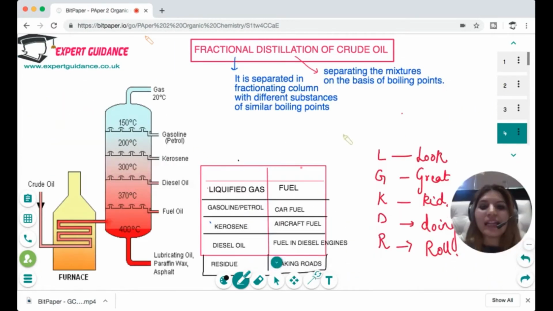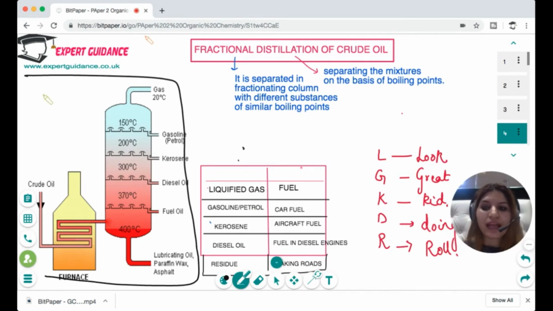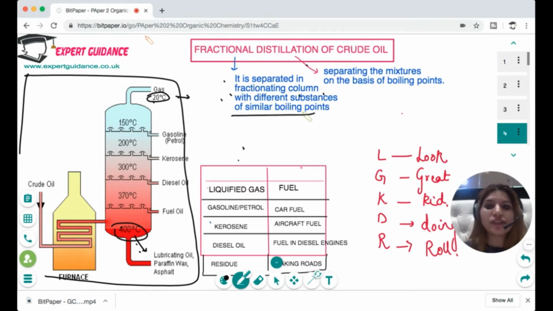Now, this is the fractionating column for the fractional distillation of crude oil. Remember the important bits here. At the top we have a low temperature, and at the bottom we have a higher temperature. So at the top we get shorter chain fractions, and at the bottom we get longer chain fractions. Now, what is fractional distillation? Fractional distillation is separating, in the fractionating column, different substances of similar boiling point.